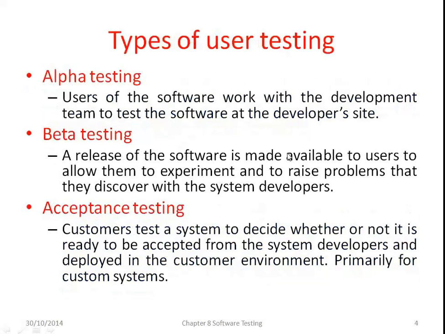There are different types of user testing: alpha testing, beta testing, and acceptance testing. What do we mean by each type? Users of the software work with the development team to test the software at the development side. That is called alpha testing.